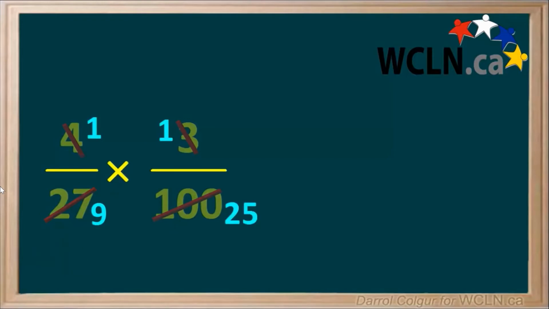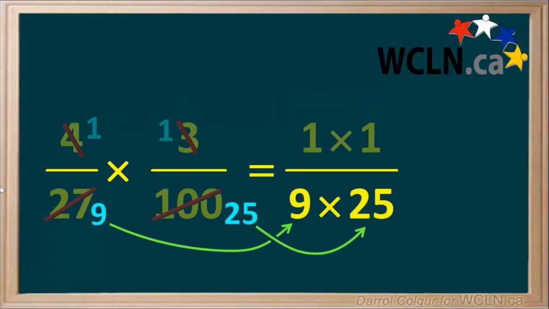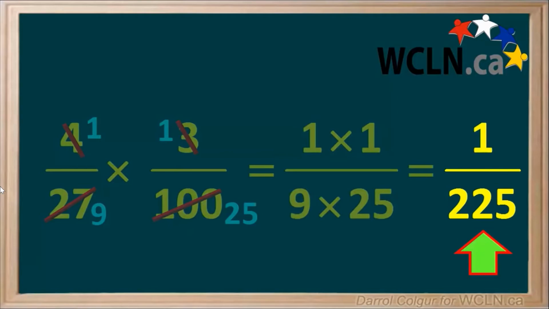Now we have 1 and 1 in the numerator, and 9 and 25 in the denominator. We can now write a new fraction which has 1 times 1 in the numerator, and 9 times 25 in the denominator. Now we can multiply the pairs in the numerator and the denominator to give us a simpler fraction. In the numerator, 1 times 1 is equal to 1. And in the denominator, 9 times 25 is equal to 225. So our final answer is the fraction 1 over 225, or 1/225.